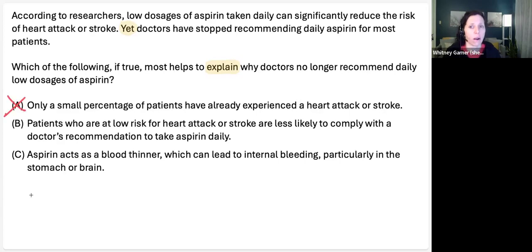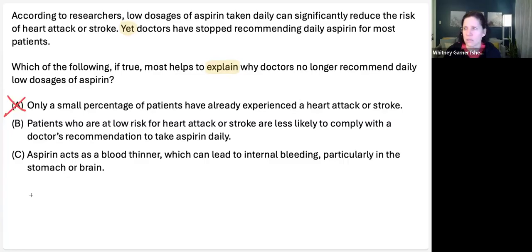The second one I think is a little bit harder to make sense of. Patients who are at a low risk for a heart attack, okay, are probably not going to comply with a doctor's recommendation. But this is actually strange because doctors aren't recommending.